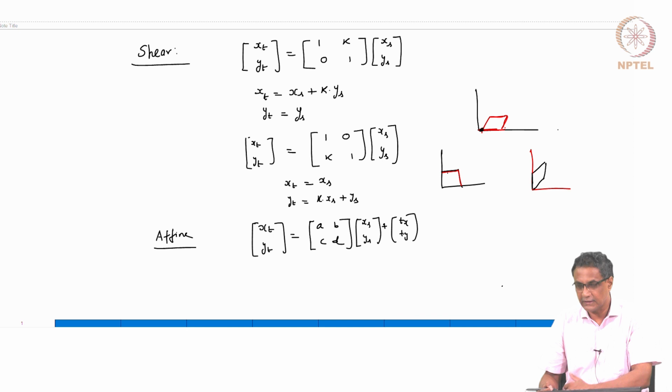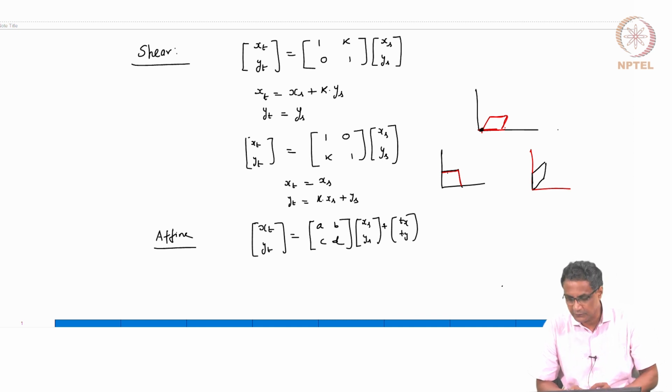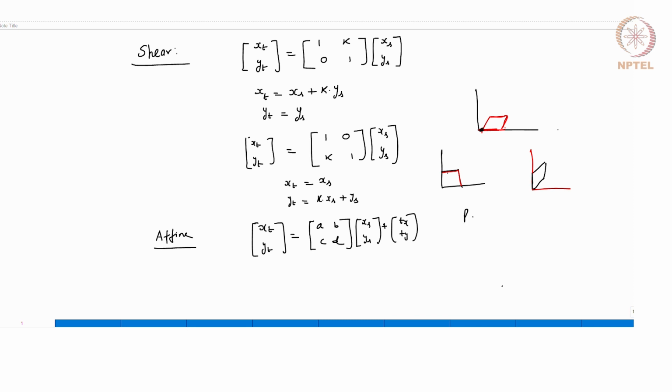As you can see, all the others that you saw previously were special cases of this affine. If you take a, b, c, d to be of a particular kind, then you can get the rest. But a general transformation is affine, and what it preserves is that parallel lines remain parallel. Angles are generally not preserved.